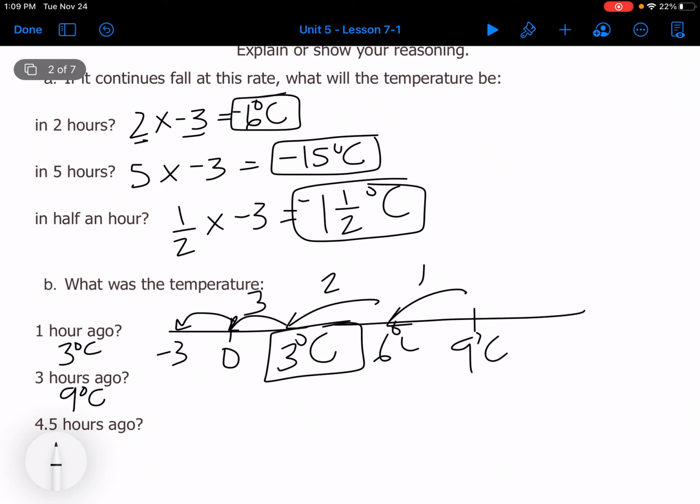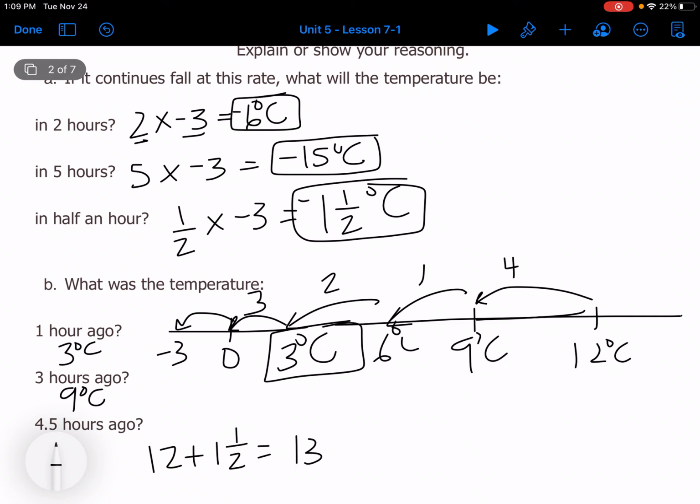4.5 hours ago. Jeez Louise. So that's going to be another, so that'd be 12 degrees Celsius. So that's 1, 2, 3, that's 4 hours. And then a half, so we figured out a half was 1.5. So that's 12 plus 1.5. So it'd be 13.5 degrees Celsius.